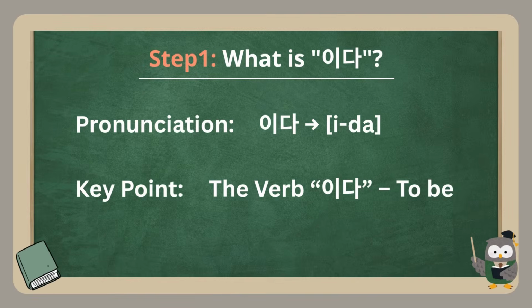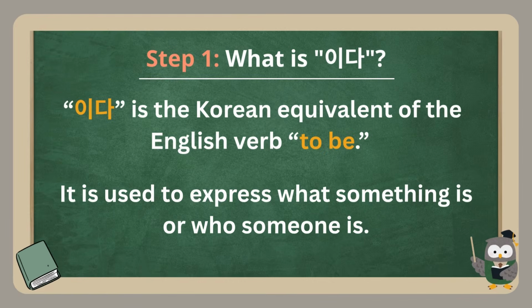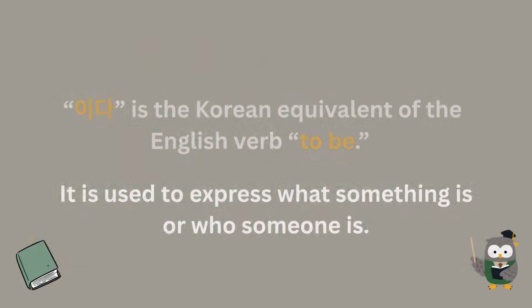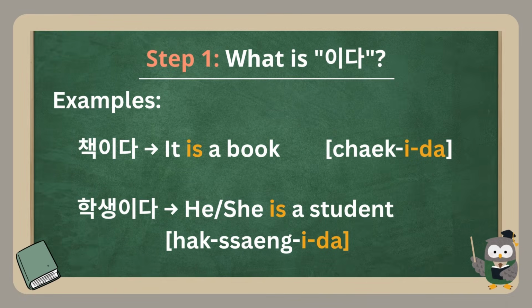In Korean, the basic verb for to be is 이다, pronounced 이다. This is one of the most important verbs you'll learn in Korean. Just like we say is or am in English, Koreans use 이다 to say what something is or who someone is. Here are some examples. 책이다 means it is a book. 학생이다 means he is a student or she is a student.